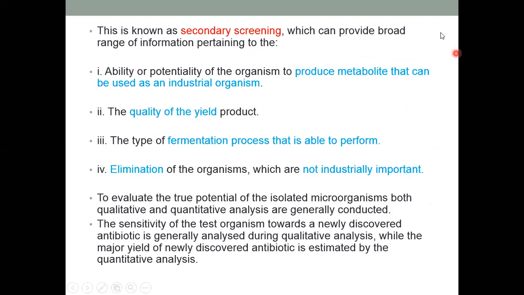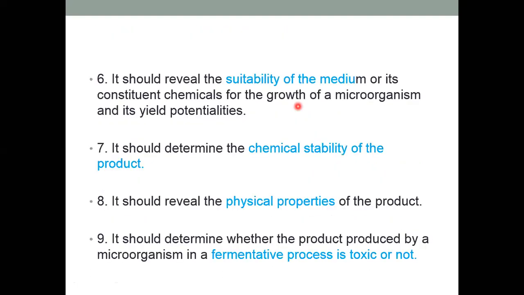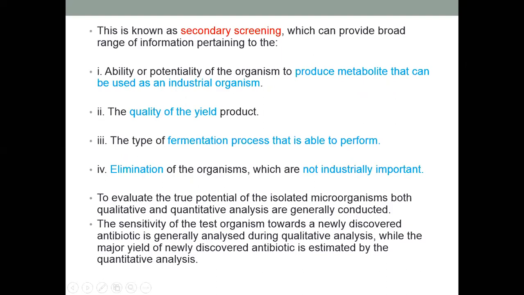So let's look into the features and the factors and the points that can be covered as part of secondary screening, and they're numerous. And we're going to look into them step by step. We're going to see how many things can be useful, right? So the information that secondary screening provides actually covers these four broad aspects. That is the ability or potentiality of the organism to produce a metabolite that can be used as an industrial organism.